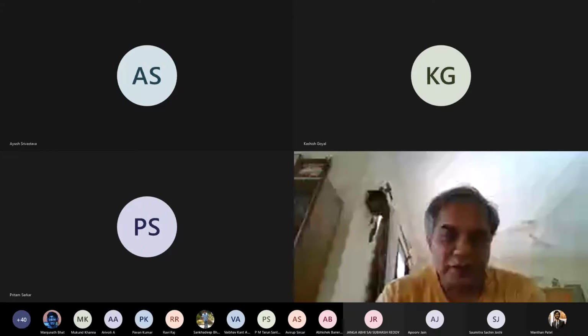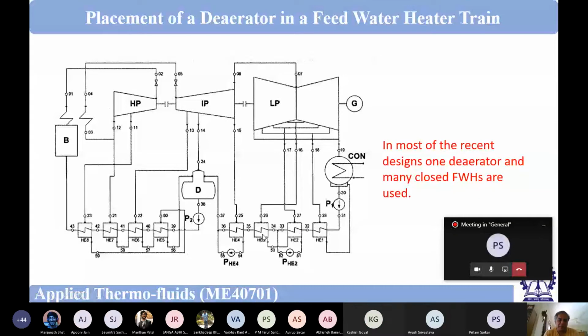It means a big power plant will have a large number of feed water heaters. So you can see here schematically 1, 2, 3, 4, 5, 6, 7, 8. Eight have been shown and 1 deaerator. There could be more. There could be 10, 12 like that.